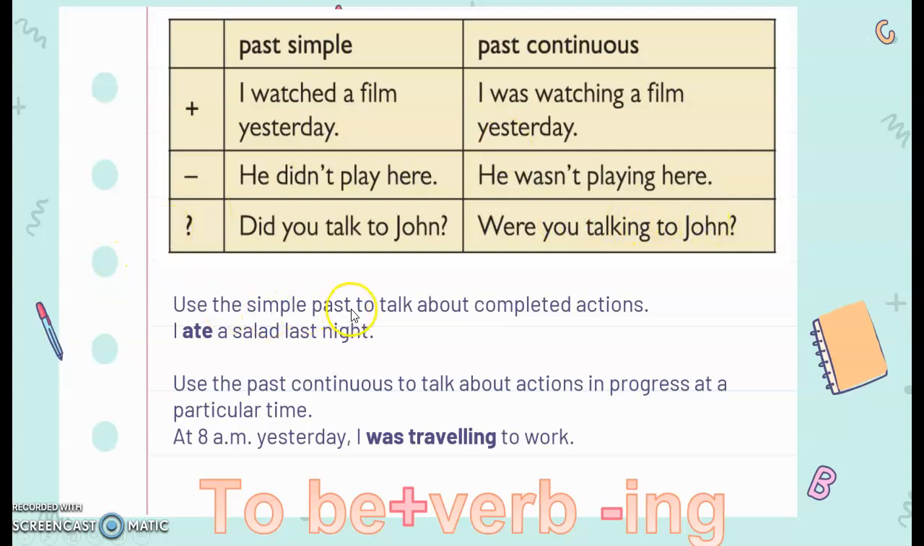Use the past simple to talk about completed actions. I ate a salad last night. And use the past continuous to talk about actions in progress at a particular time. At 8 a.m. yesterday, I was traveling to work. Remember that in the past continuous, we are going to use the correct form of the verb to be, depending on the person, on the subject, plus a verb with ing.